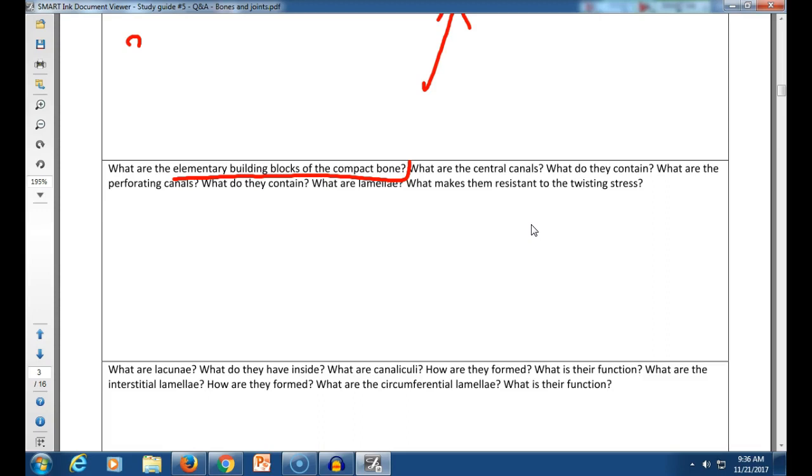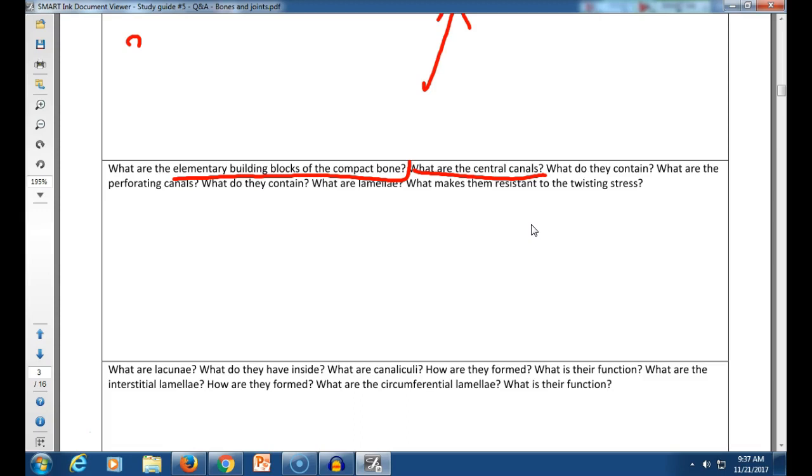I always have a problem with the question, like, what is the central canal? It's a canal. It's an opening. Okay, what does it contain? Nerves and blood vessels. Perforating canals, what is their function? Connect the central canals. Look at this model. Those are central canals. Those are perforating canals. So if these are like A, B, C, D, E streets, those are numbered streets. Okay?